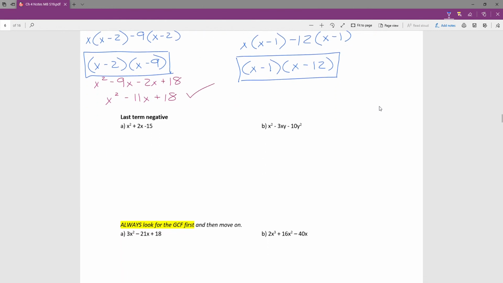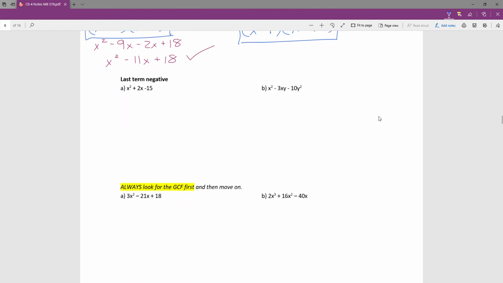So we're going to keep moving on here. The next thing, we've got more negatives. We're going to go about this with the same strategy. So I've got a 1 times negative 15. So I'm going to have a negative 15 at the top of my number puzzle. I'm going to factor negative 15 in as many ways as I can. So I can have 1 and 15 or 3 and 5.